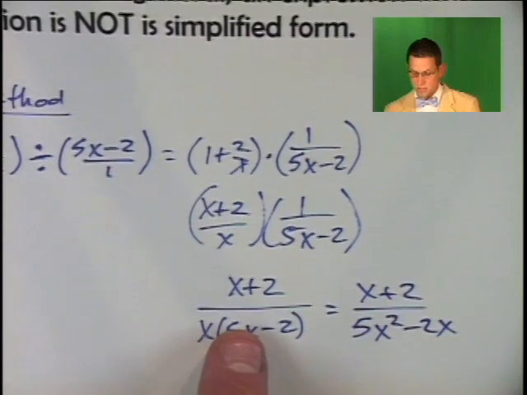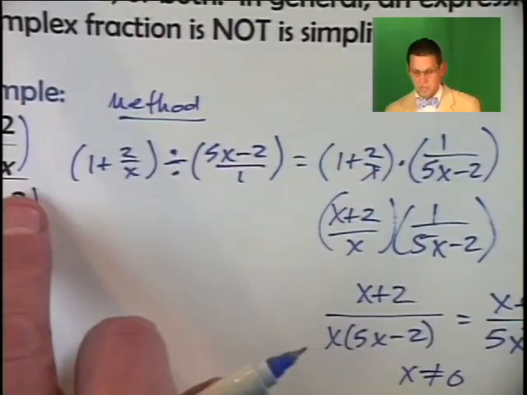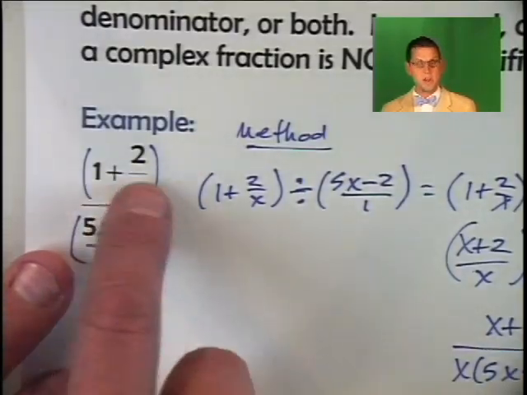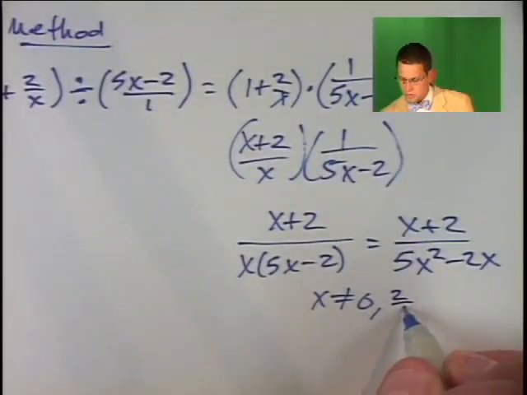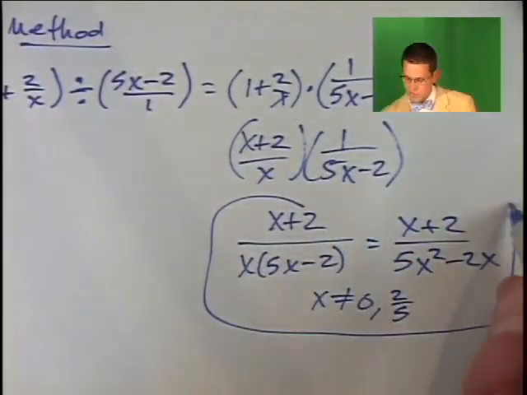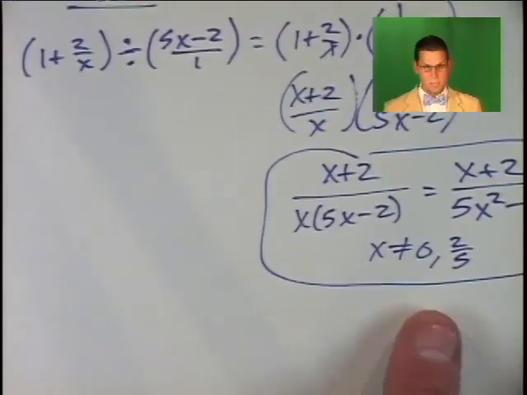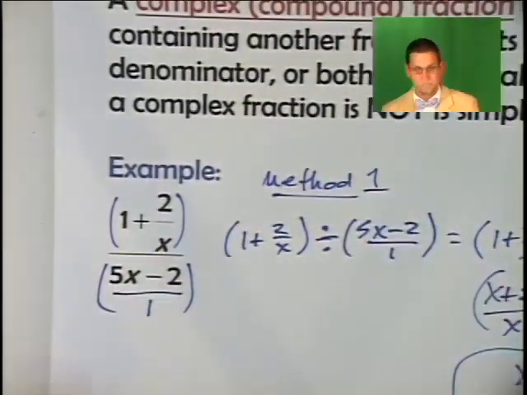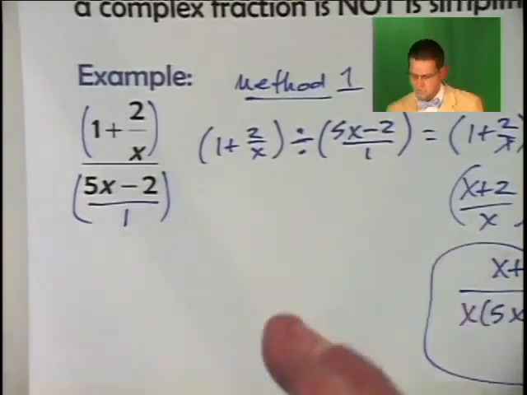Now, what values of x can we not use? What's in the denominator? Well, x cannot equal 0 because that's the denominator of this fraction. And 5x minus 2, remember, was in the denominator of the whole fraction. And so x cannot equal 2/5, which is the value that makes that 0. And there you go. And notice it reappeared right here, 5x minus 2. So there's simplifying a complex fraction. Method 1. A little bit labor intensive, but it works. It's effective. Now here's another method.